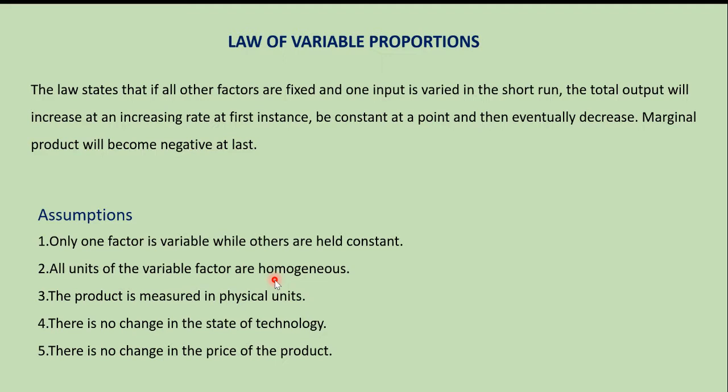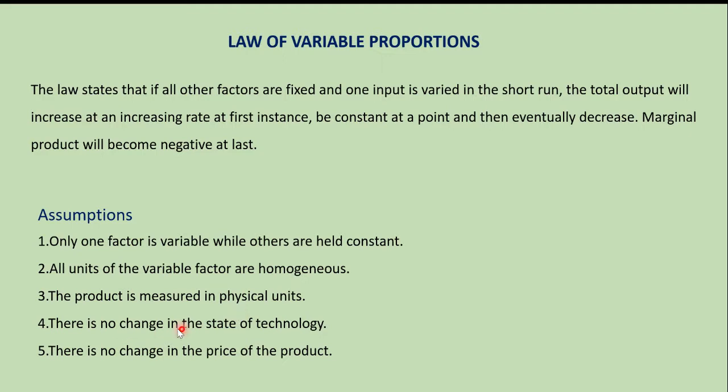In all aspects, the laborers are the same. That is only called homogeneous. Heterogeneous means they differ. They are different. So all units of the variable factor are homogeneous. The product is measured in physical units. The product can be measured: 1, 2, 3, it can be measured.